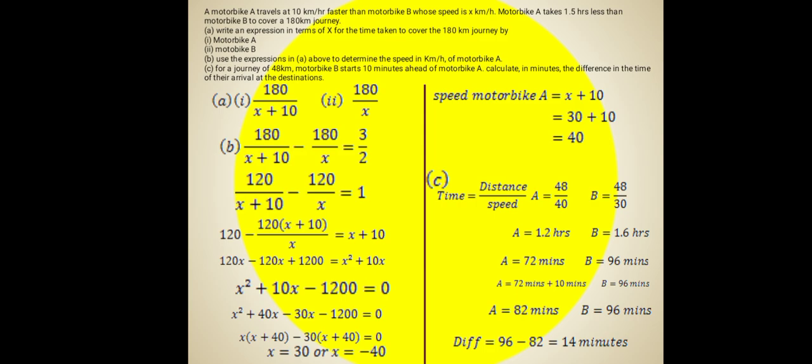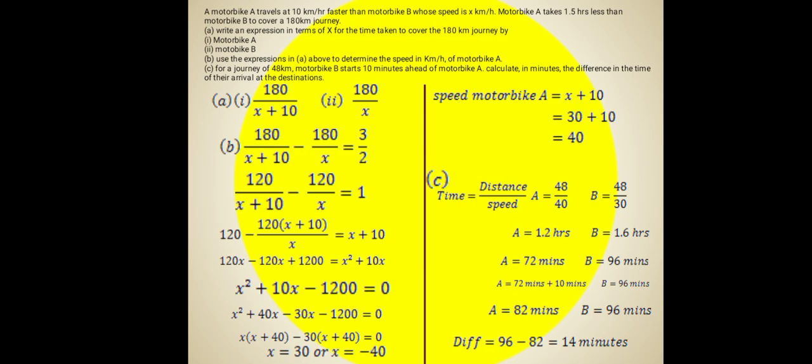But we have been told, use the expression in A above to determine the speed of motorbike A. Now this means that if you subtract the time taken by motorbike A minus that of B, you get the difference in their time to cover the distance, because we have been told motorbike A takes 1.5 hours less. 1.5 hours less, we can just write it as 3/2. So you can see the equation there.